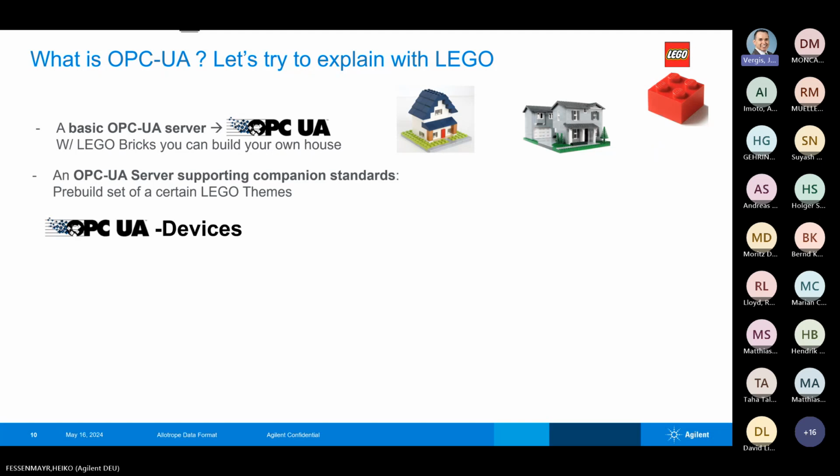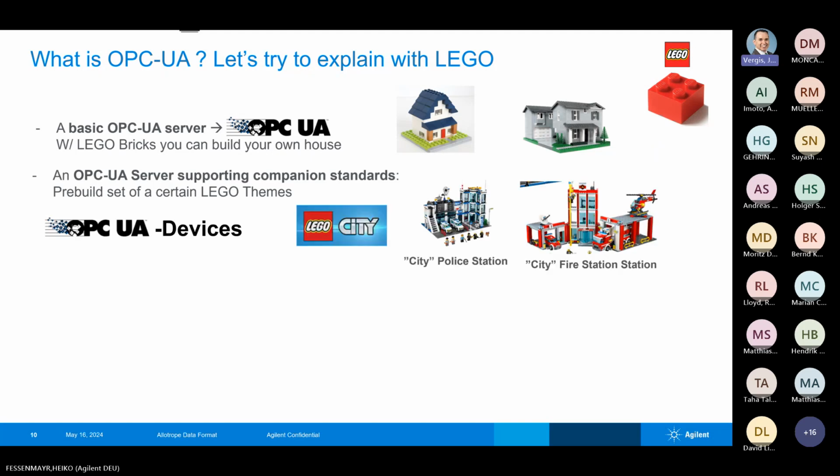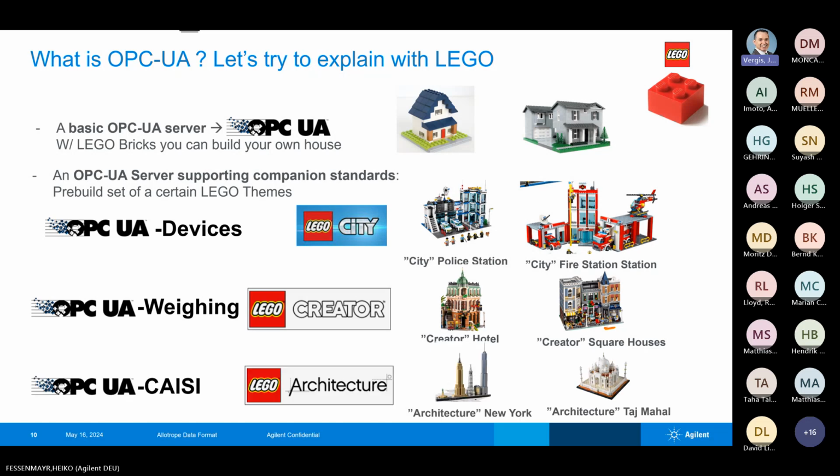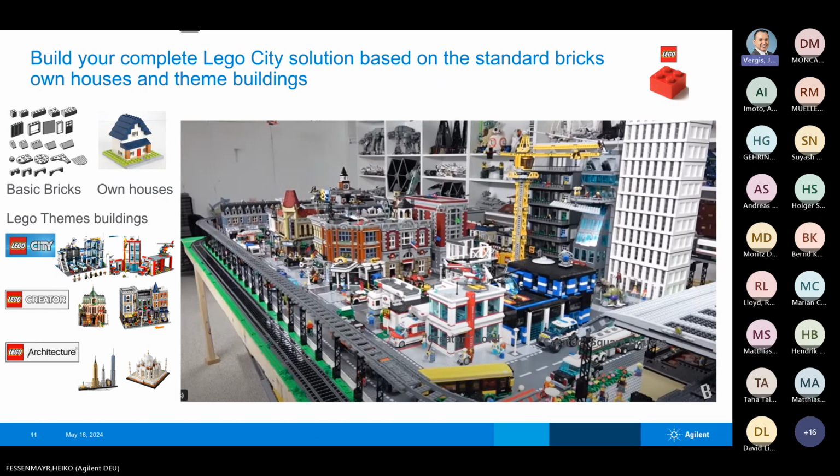With the companion specification, you can get predefined sets, like the police station or the fire station. And there's also another companion specification, which is another set of buildings. And then there's a third kind of companion spec which offers another set of buildings. With all these bricks and themes and houses, you can build your own city. So that's a higher level representation of how you could see that. Might not perfectly fit.